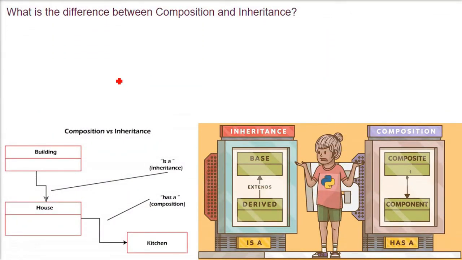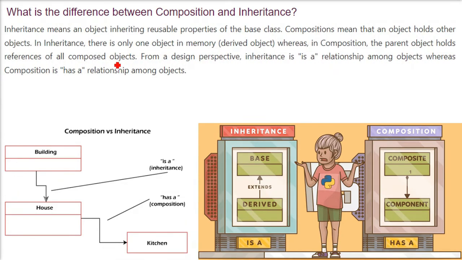What is the difference between composition and inheritance? Now, see, inheritance means what? Inheritance is all about reusability. It is an is-a relationship. That is, a house is a building, or you can say building is a house. There is a relationship, but just assume that something is a bigger set and something is a smaller set.